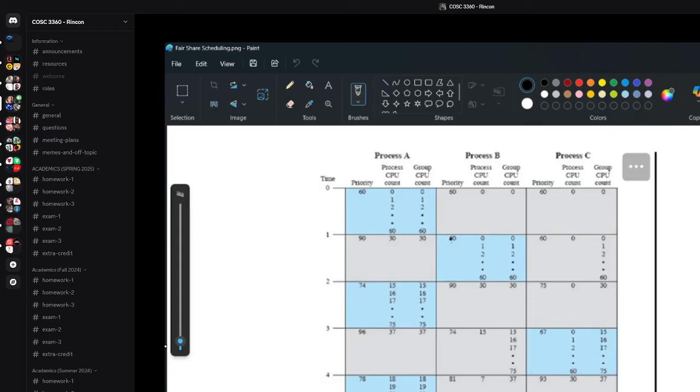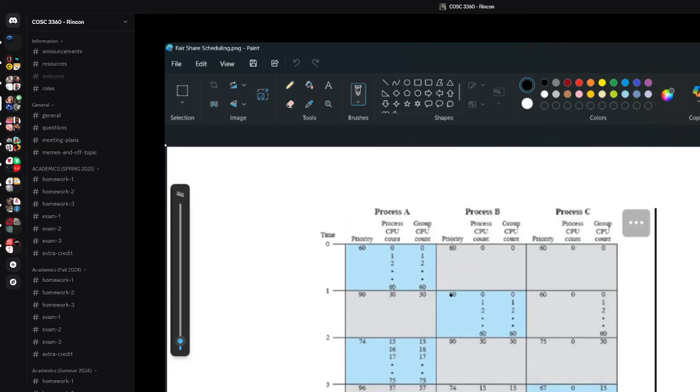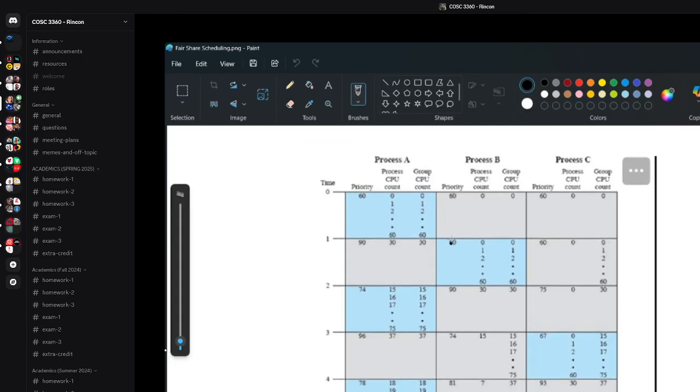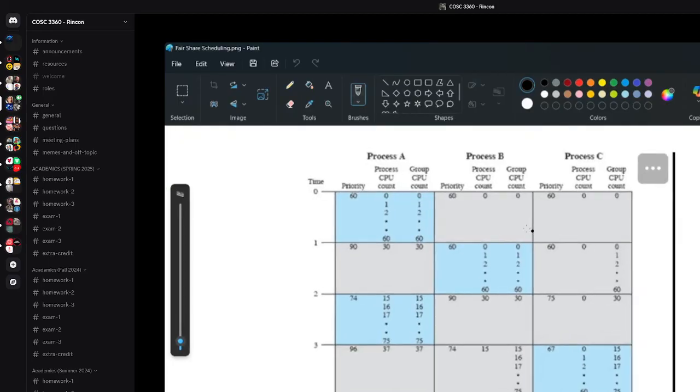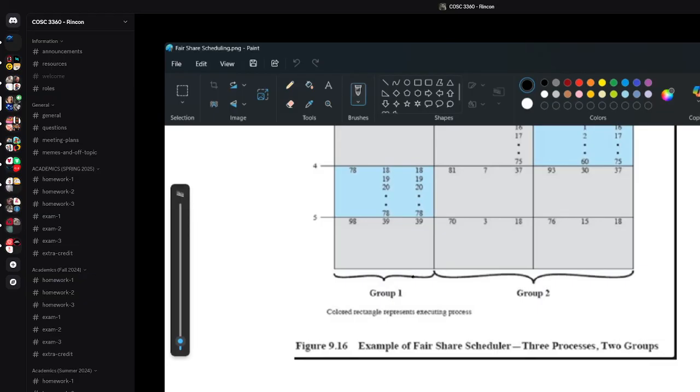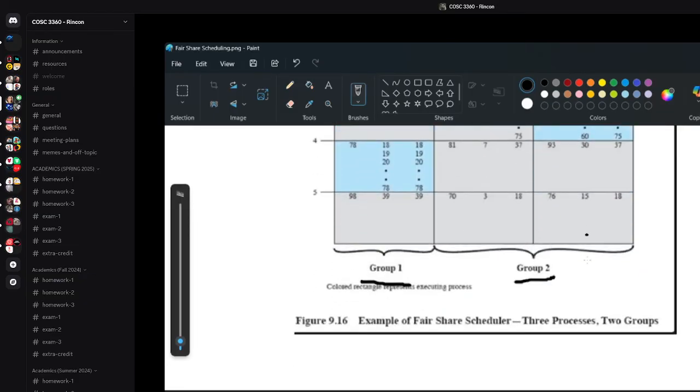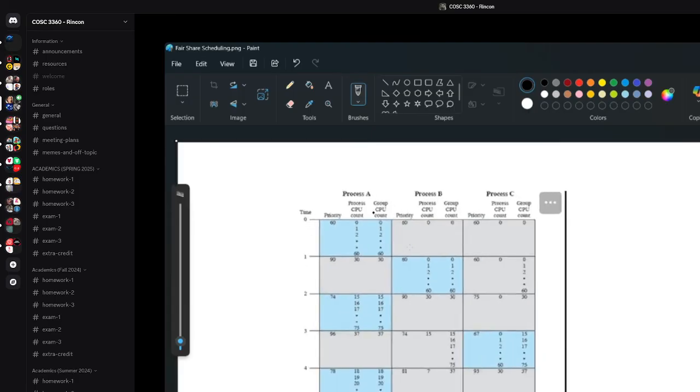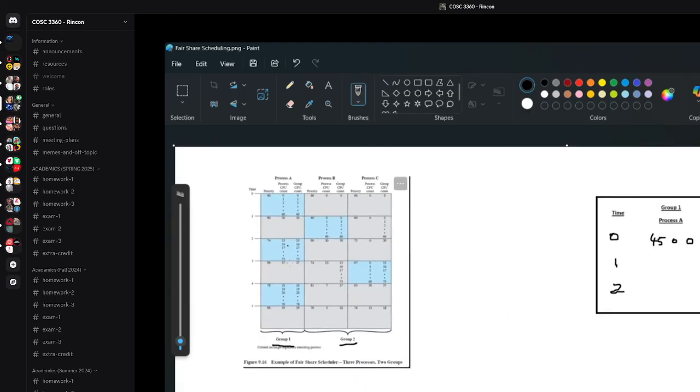Okay. So just to really briefly explain the idea of fair share scheduling. The whole idea is that you'll get two different groups of processes, and you want to fairly share the CPU between those two groups so that each of them runs based on their own priority. In this picture, it already identifies group 1 and group 2. Let me zoom this out a little bit more. Process A is in group one, and process B and C are in group two.